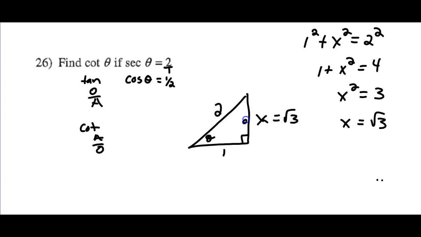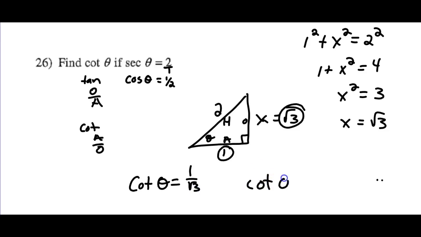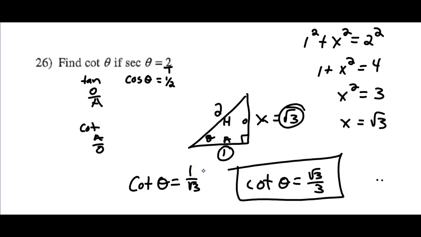So this is the opposite side, adjacent, and this is hypotenuse. I want to know adjacent over opposite, so it's going to be 1 over the square root of 3. So the cotangent of theta equals 1 over the square root of 3. Rationalize that denominator, and you get cotangent of theta equals the square root of 3 over 3. There you are.